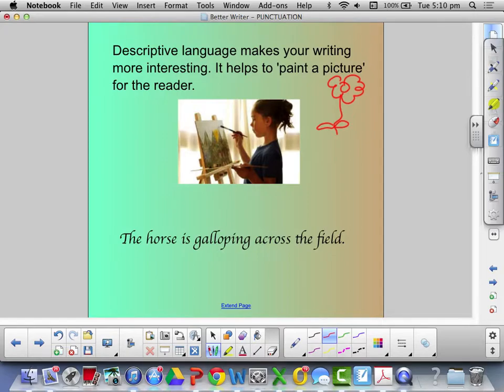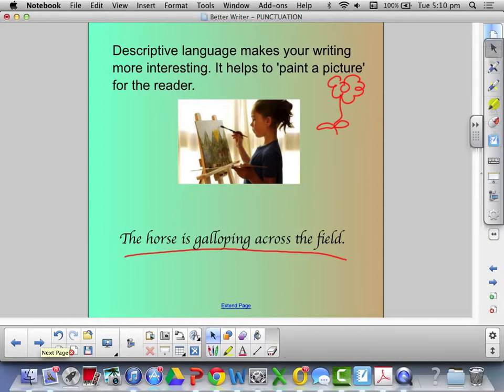Have a look at this sentence down the bottom here. The horse is galloping across the field. Okay, is it very interesting? Not particularly. Okay, I want you to close your eyes for a moment and I want you to imagine the horse is galloping across the field. Just imagine that. Okay, I wonder what sort of horse and what sort of field you have imagined.